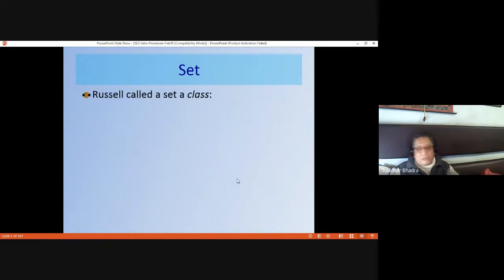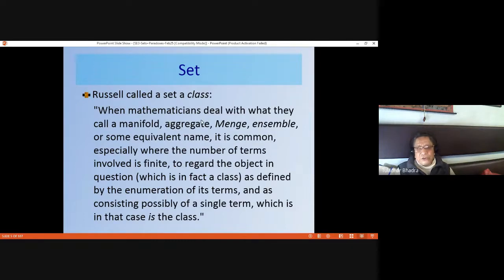The second mathematician who has done a lot of work on set theory is Russell. Russell called a set a class. When mathematicians deal with what they call a manifold, aggregate, or ensemble, or some equivalent name is common, especially where the number of terms involved is finite, they regard the object in question, which is in fact a class, as defined by the enumeration of its terms, and as possibly consisting of a single term, which in that case is the class. So for Russell, a set is defined as a class.